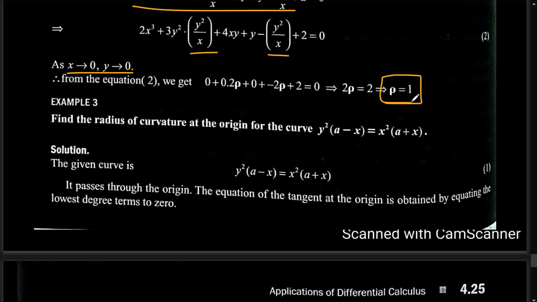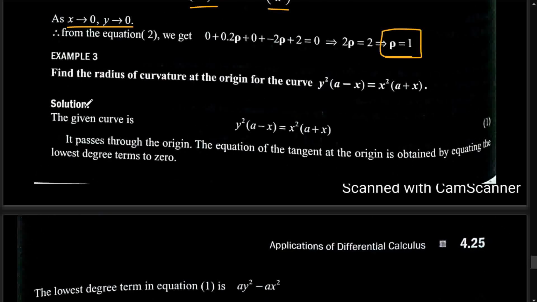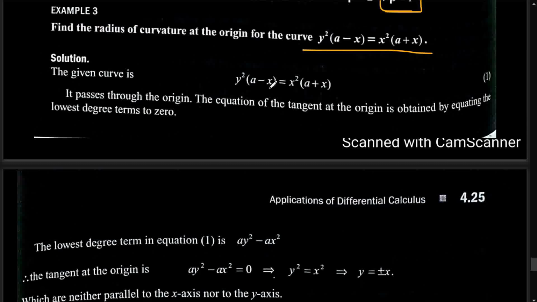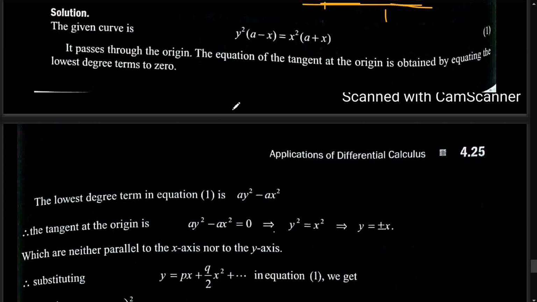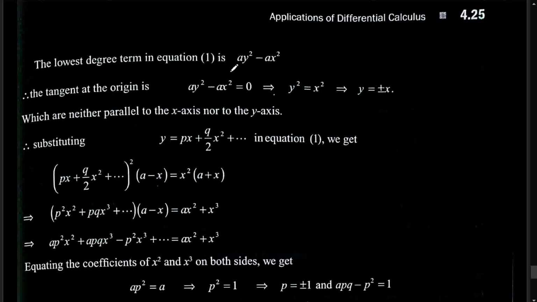That's it. But here is an important problem. So find the radius of curvature at origin for this curve. If you analyze this curve, how do you find the minimum order term, whether it's y square or x square? You can't tell by seeing it because it is in multiplication with some other coefficients. So you have to simplify it to get the terms. So just simplify it, and you get this as the lowest degree term.